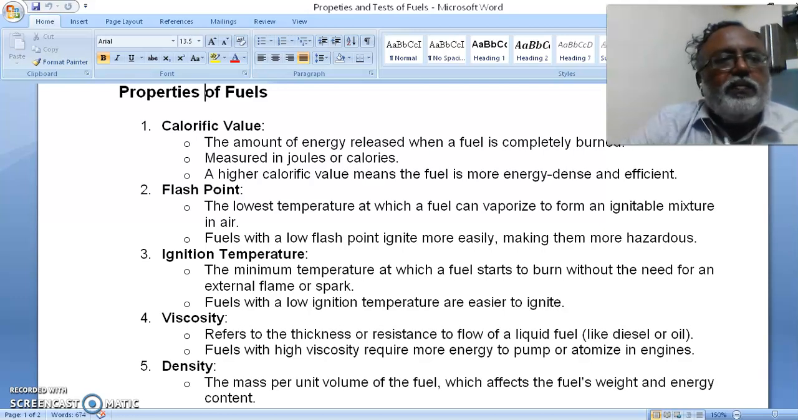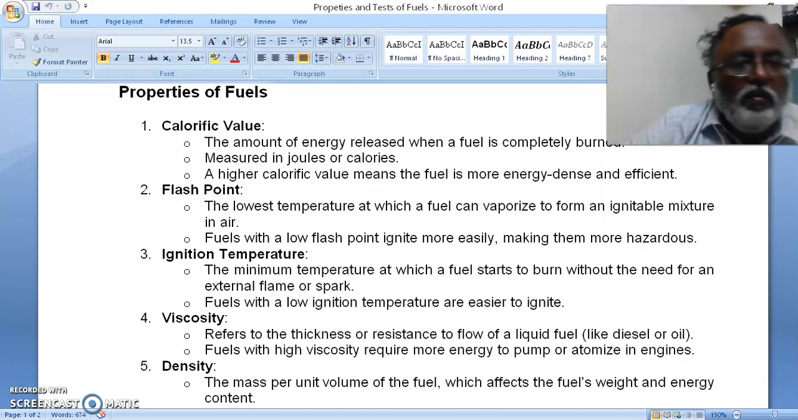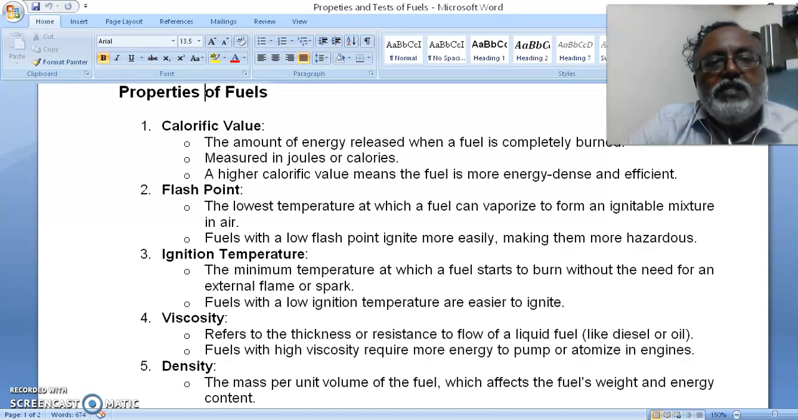The second one is flash point. The lowest temperature at which a fuel can vaporize to form an ignitable mixture in the air is known as flash point. Fuels with a low flash point ignite more easily, making them more hazardous.